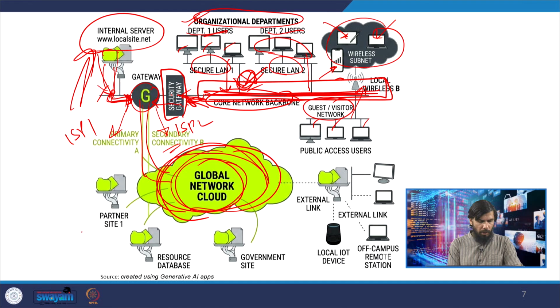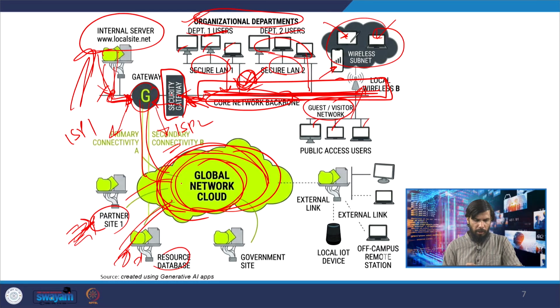Examples of some of these organizations: you can see partner site 1, resource database, right. This is just like this organization, whose expanded form we saw earlier. Here we are looking at the closed form, partner site 1, resource database, right. So, this is connected here, and government sites are connected here.